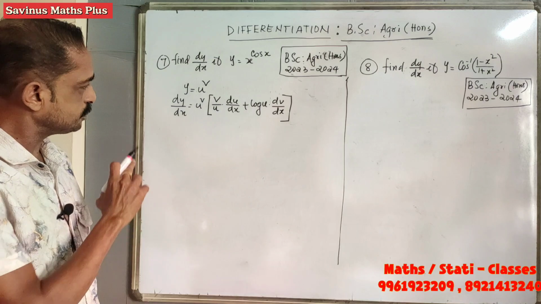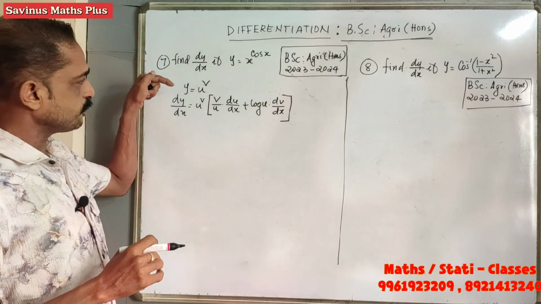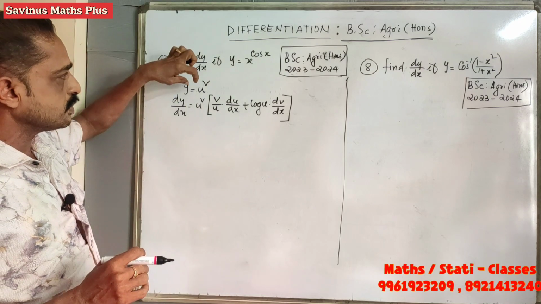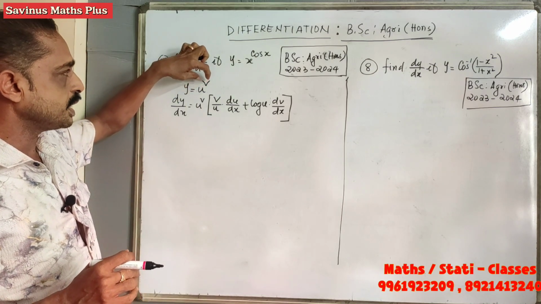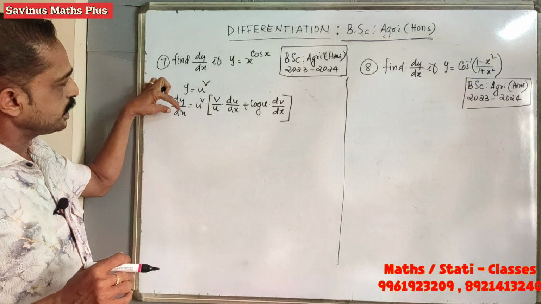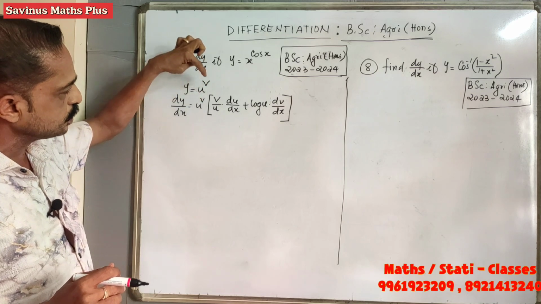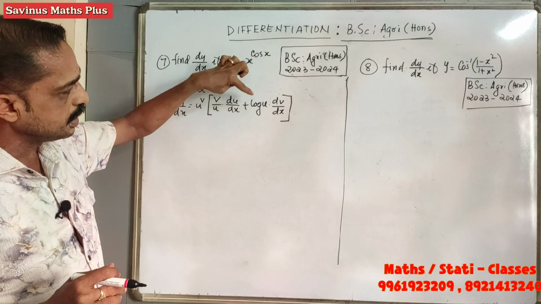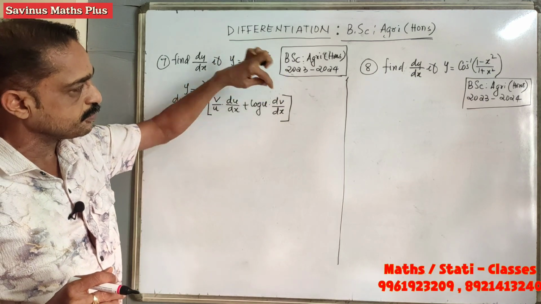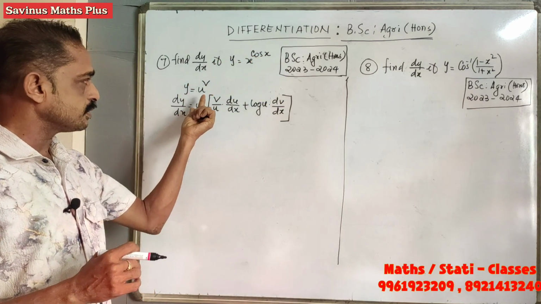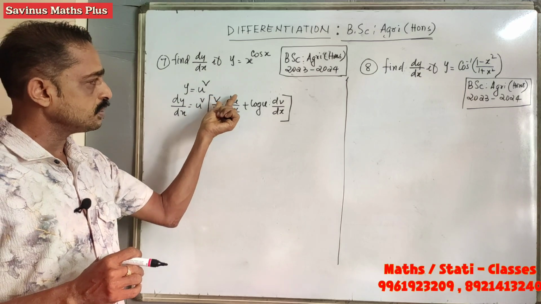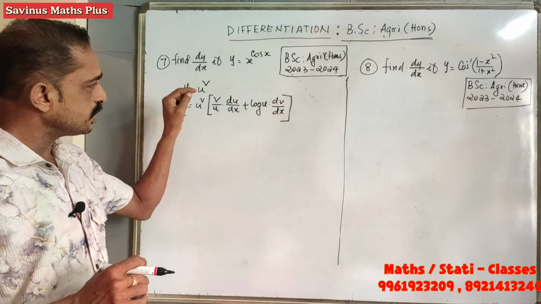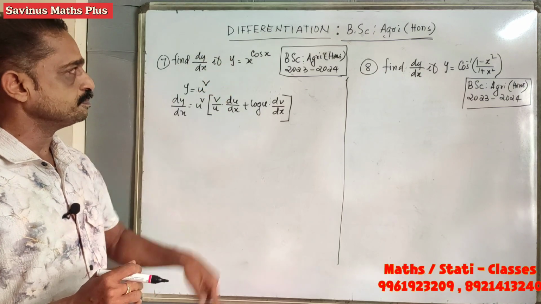See, you will have to study this rule. So if y is equal to u raised to v, where u and v are functions of x, that means this is of the form one function raised to another. So dy by dx is equal to u raised to v into v by u into du by dx, that is d by dx of u, plus log of u into d by dx of v. That is dy by dx is equal to u raised to v into v by u into du by dx plus log u into dv by dx. So here we can apply this rule directly.